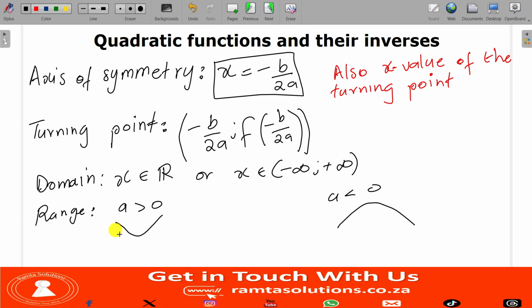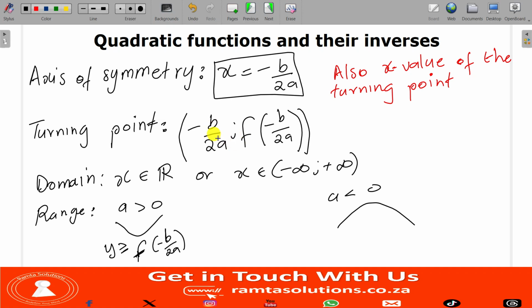When a is positive, this is your function, it's smiling. So the lowest y value is that of the turning point. This means we must say y is greater than, but not only that, the function also exists at that lowest point, hence equal to. Equal to what? f of negative b over 2a. You recall I said negative b over 2a is the x value of the axis of symmetry.